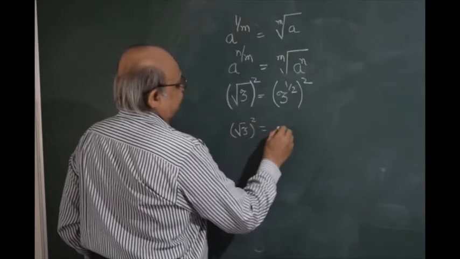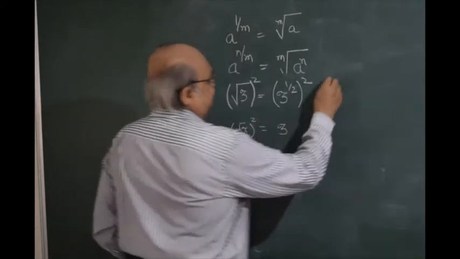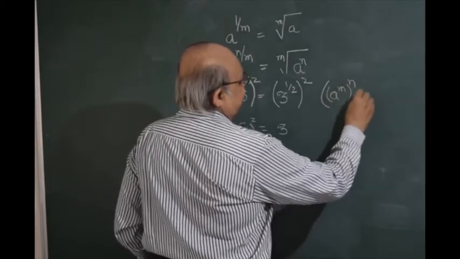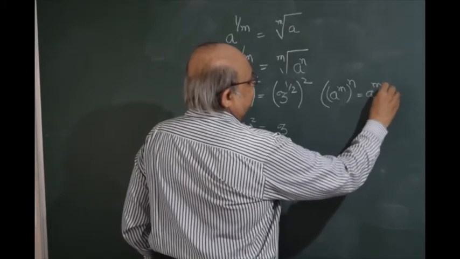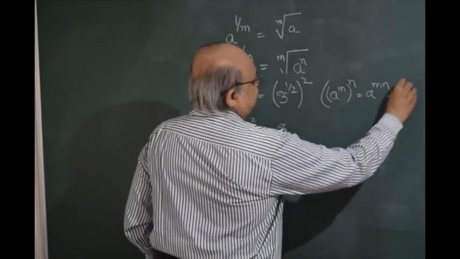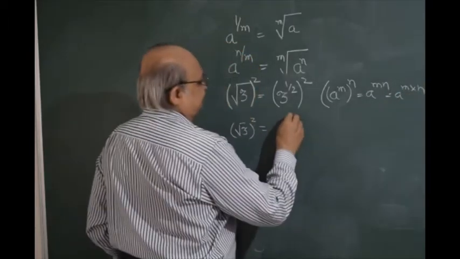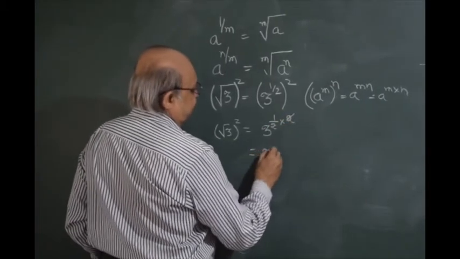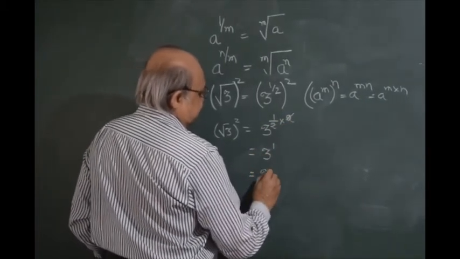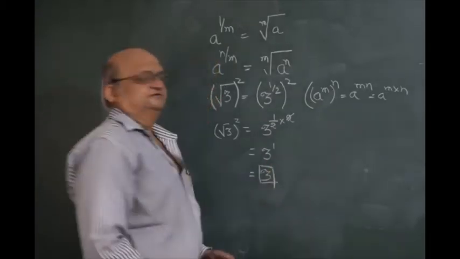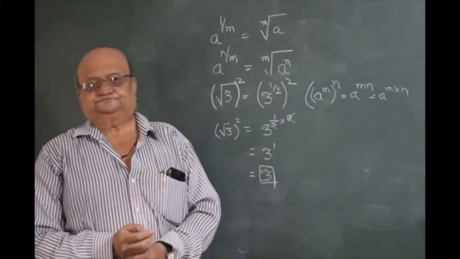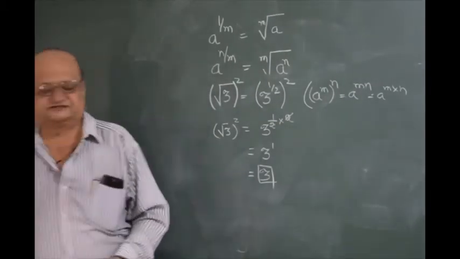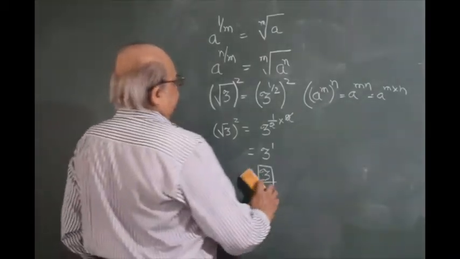We get root 3 squared there, and what we get is, remember the law, a raised to m, the whole raised to n is equal to a raised to mn, which can be written as a raised to m multiplied by n. So we have 1 upon 2 multiplied by 2. The 2's cancel out, we get 3 raised to 1, which is 3. Fairly easy to do.